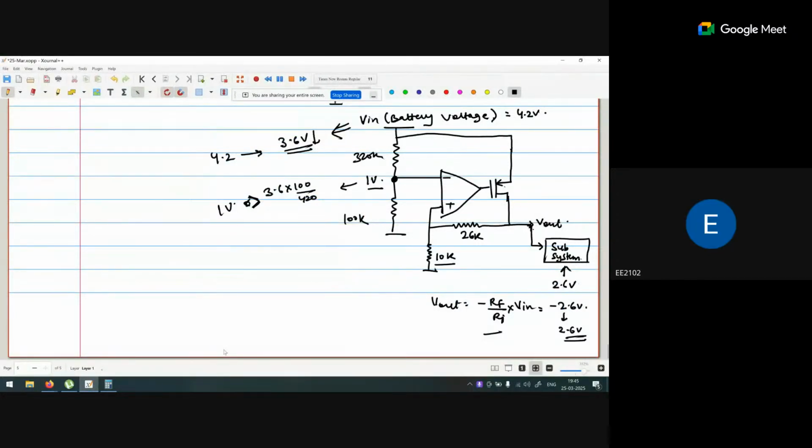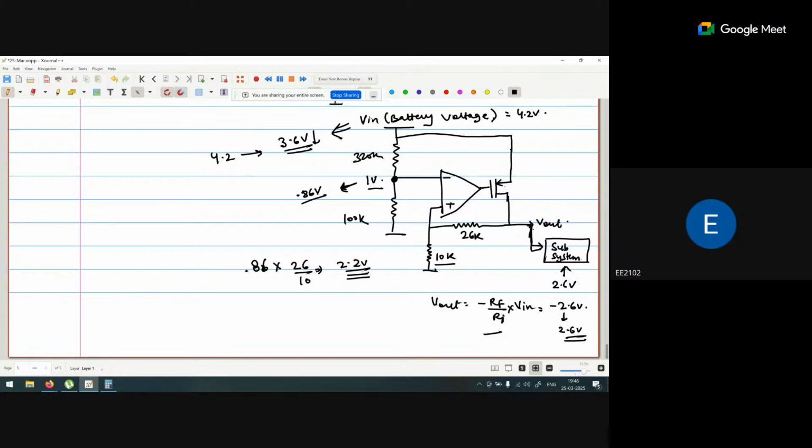Okay. So if the battery voltage drops to 3.6 volts, the voltage at this point is around 0.86. Now this is 0.86. What are we getting as the output? It is 0.86 multiplied by 2.6, so it becomes around 2.4 or 2.2 volts. Anyway, okay.